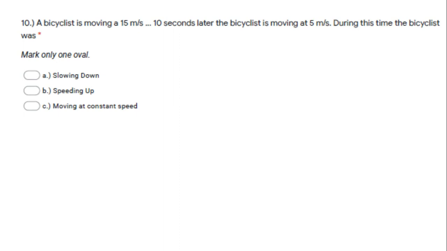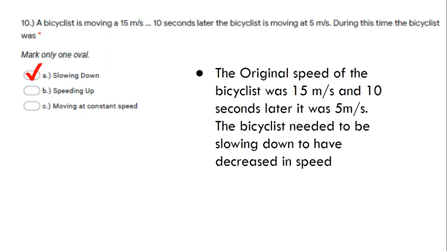Question 10, a bicyclist is moving at 15 meters per second, and then 10 seconds later, the bicyclist is moving at 5 meters per second. During this time, the bicyclist was slowing down, speeding up, or moving at constant speed. Right, the correct answer choice is A. The original speed of the bicyclist was 15 meters per second, and then 10 seconds later, it was 5 meters per second. The bicyclist needed to be slowing down in order to decrease speed. So they went from 15 meters per second to 5 meters per second, so we know they had to be slowing down.